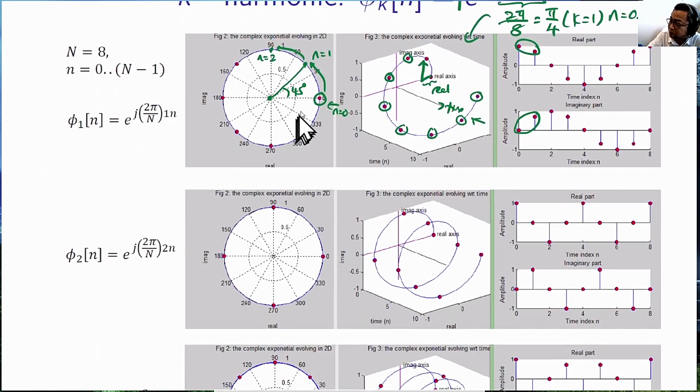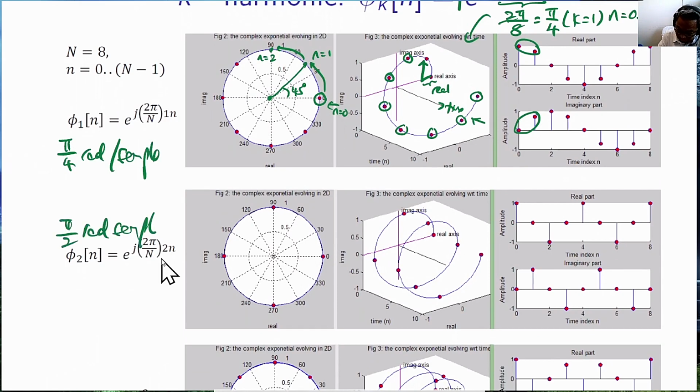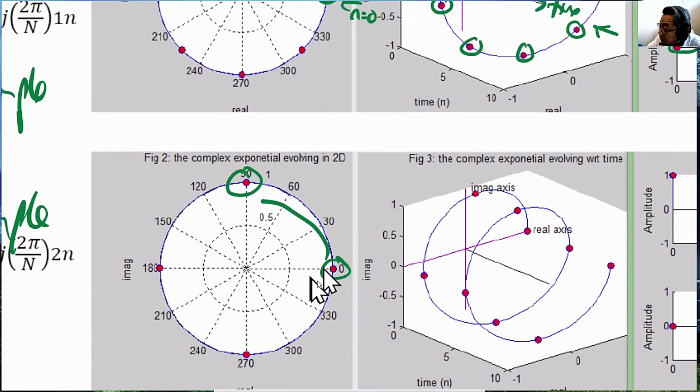Now, let me make the rotation faster. So, I times 2. So, if this guy is pi over 4 radian per sample, I'm going to do times 2. This is pi over 2 radian per sample. 2 times the speed. So, at each step, previously I was moving by 45 degrees. Now I'm moving by 90 degrees, pi over 2.